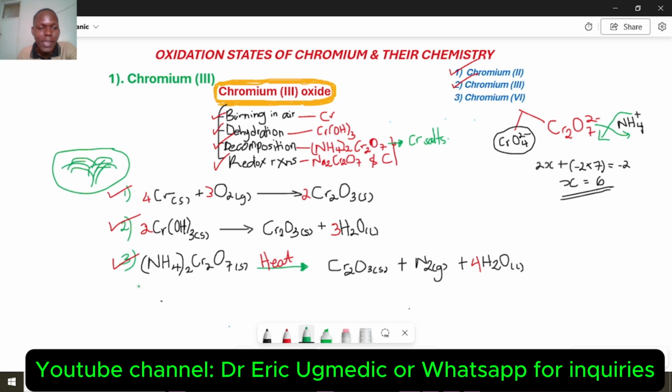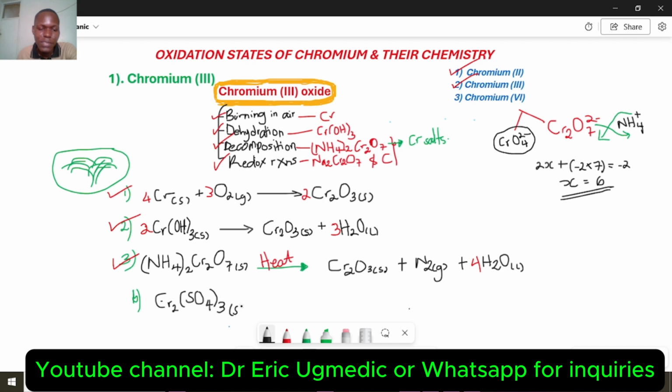So another one, under the decomposition, we talked about the decomposition of its salts. So the salt here, I can either use chromium nitrate, which will give me chromium 3 oxide, nitrogen dioxide, and oxygen gas. Or I can also use the chromium 3 sulfate. So you can choose what you take. It will still be for your own benefit. As long as you know the products, you can balance the equation.